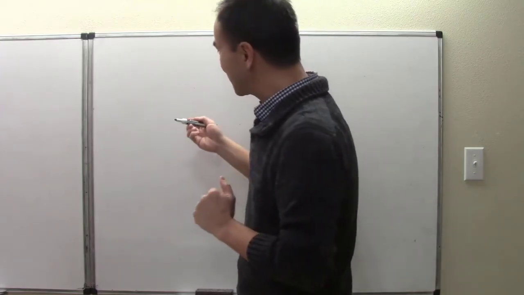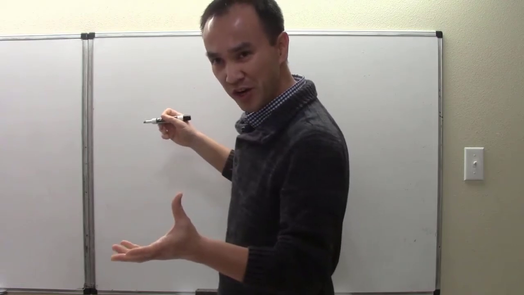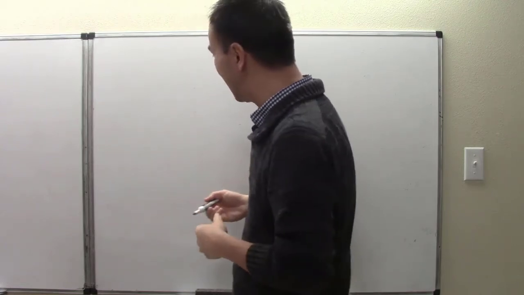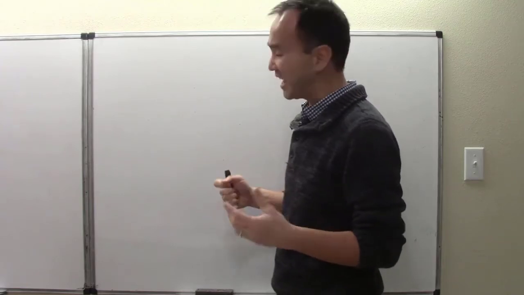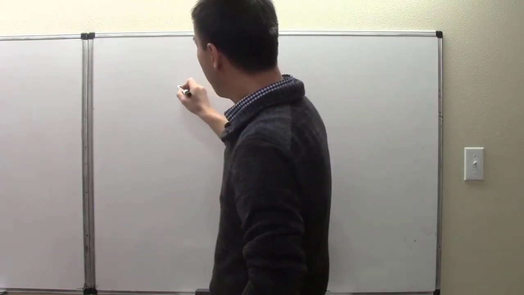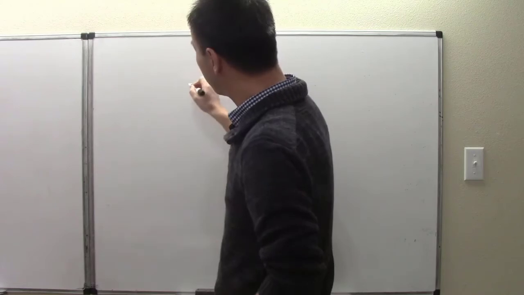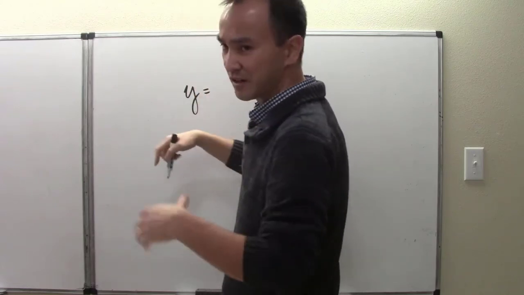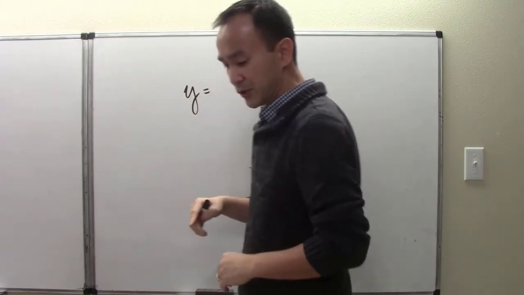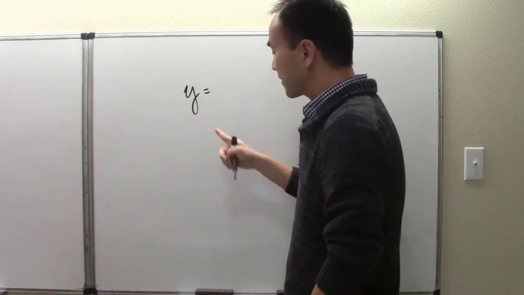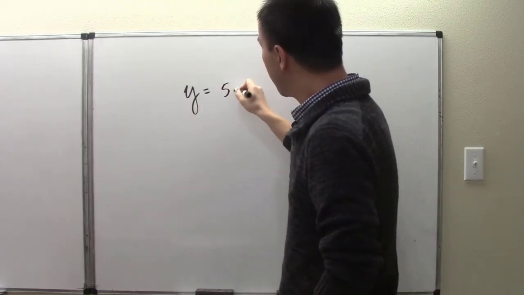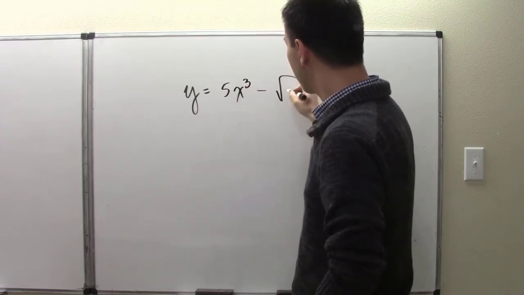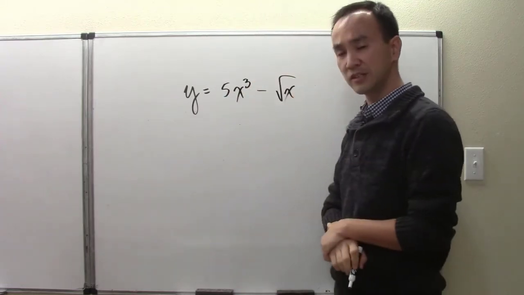So now let's say we're in the following problem. Allow me to bring up a problem that demonstrates the idea. The whole idea about related rates is that we have an equation where variables are involved all over. Here my equation is as follows. How about y equals 5x cubed minus square root of x. It's a simple equation.